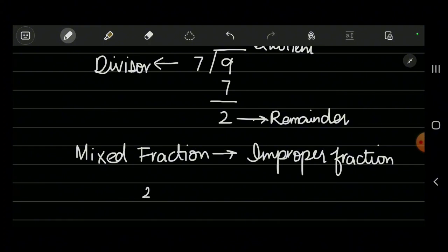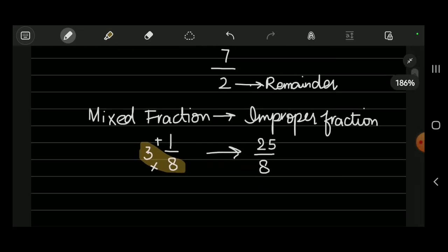So it would be 2 1 by 7. If you want to change it into an improper fraction, I have changed this fraction, it's not the same as the previous one. If you are confused, let me write 3 1 by 8. First we multiply these two and then we add the numerator. So 8 times 3 is 24. 24 plus 1 is 25, and the denominator will stay the same. So this is how we can change it.